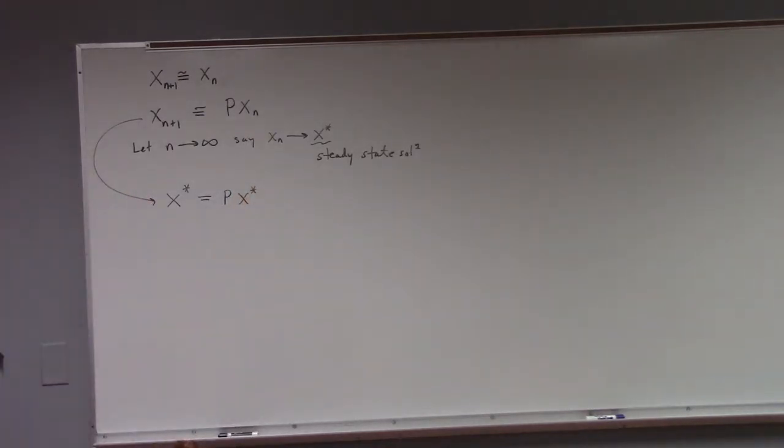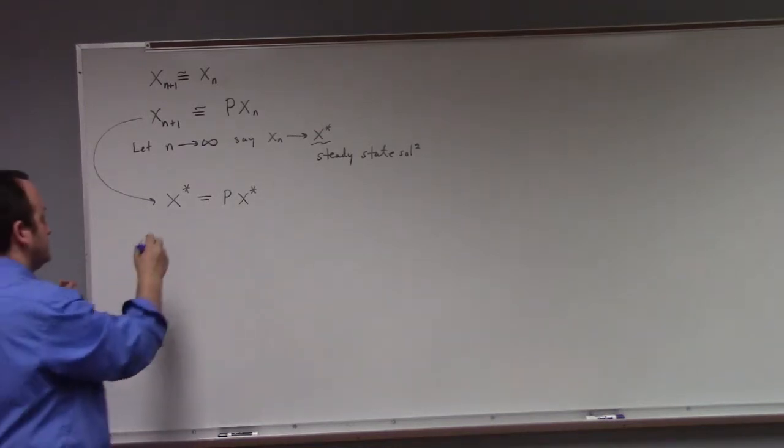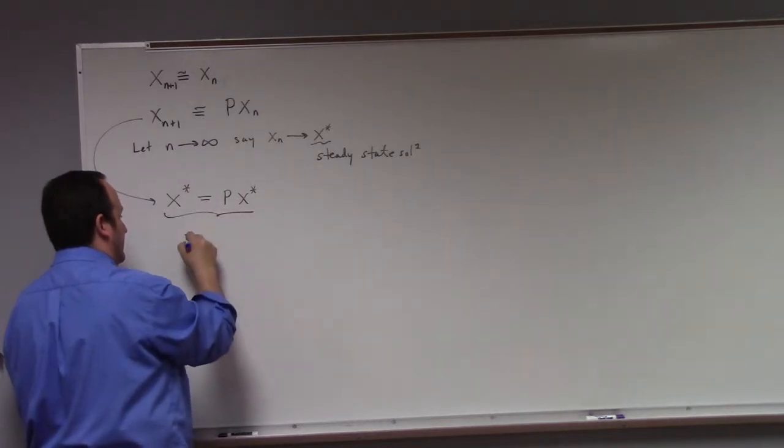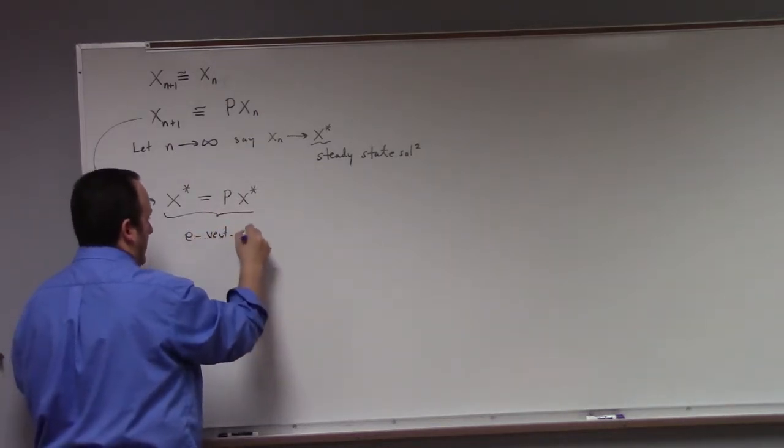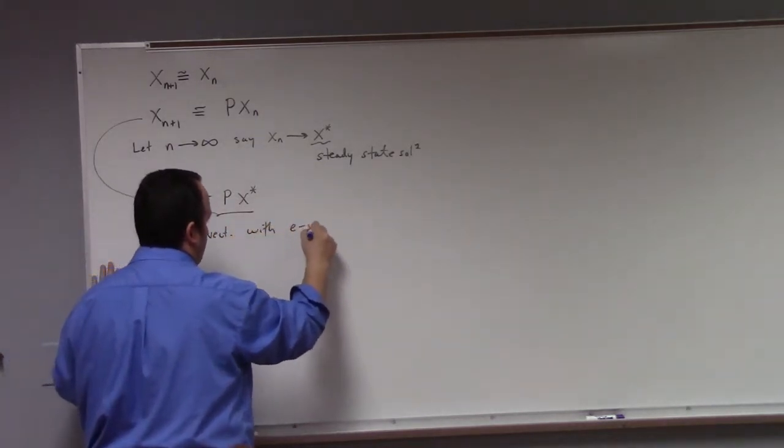Why am I talking about this at all? It's because the steady state vector should be an eigenvector, right? It should be an eigenvector with eigenvalue 1. That's what we should see. That's what that means. This is an eigenvector with eigenvalue 1.